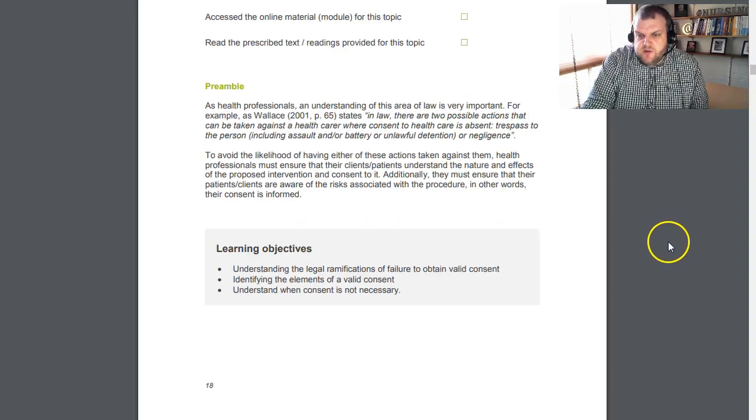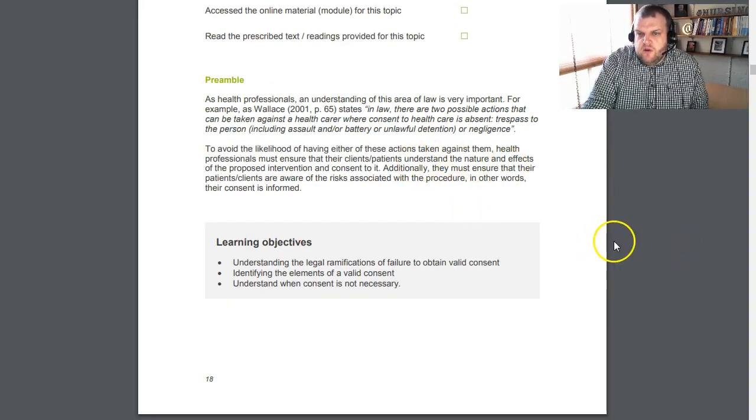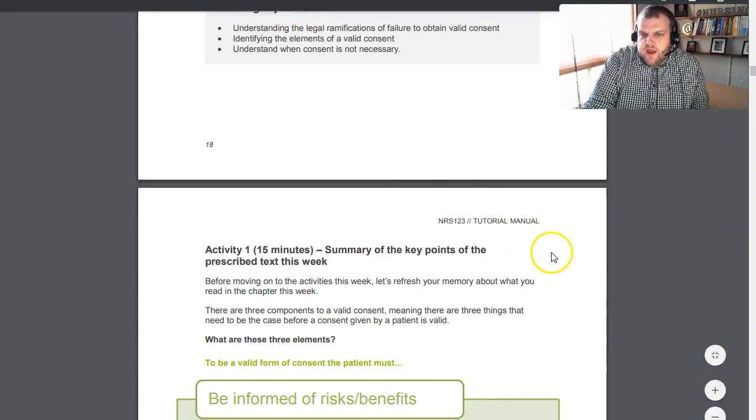So it talks about why consent is important around avoiding trespass and assault and battery, and negligence as well. So the way those are interacted is in that quote. And then we go through the learning outcomes.